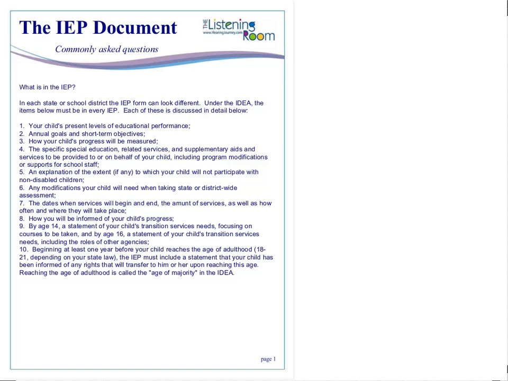Very key. How will you be informed of your child's progress? Are they just going to wait until next year to tell you what's going on, or are they going to let you know each quarter, every week? And then age 14, what transition services we'll be looking at in 16. And then 1 year before they reach adulthood, depending on your state law, which ranges between 18 and 21, the IEP must include a statement informing you of any rights that will transfer to him or her upon reaching that age.